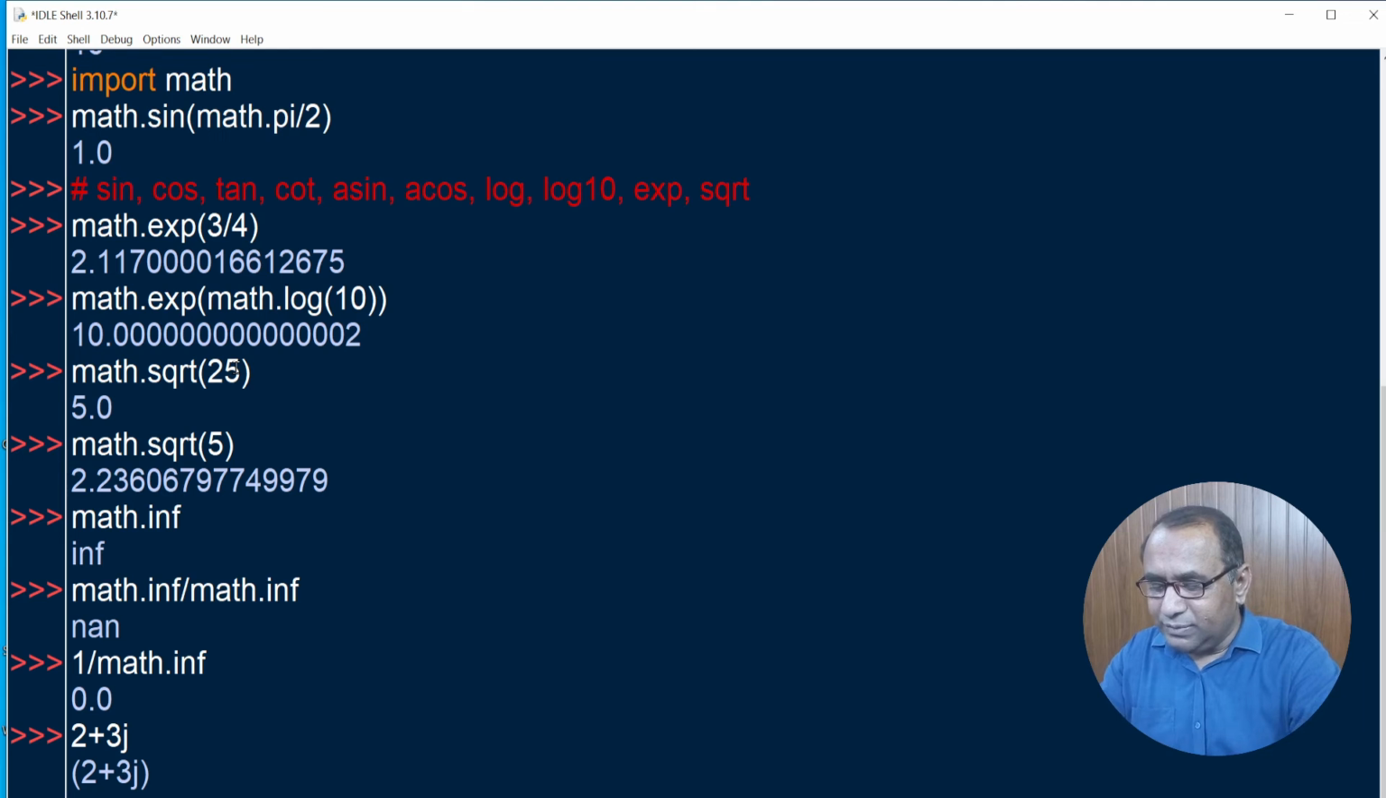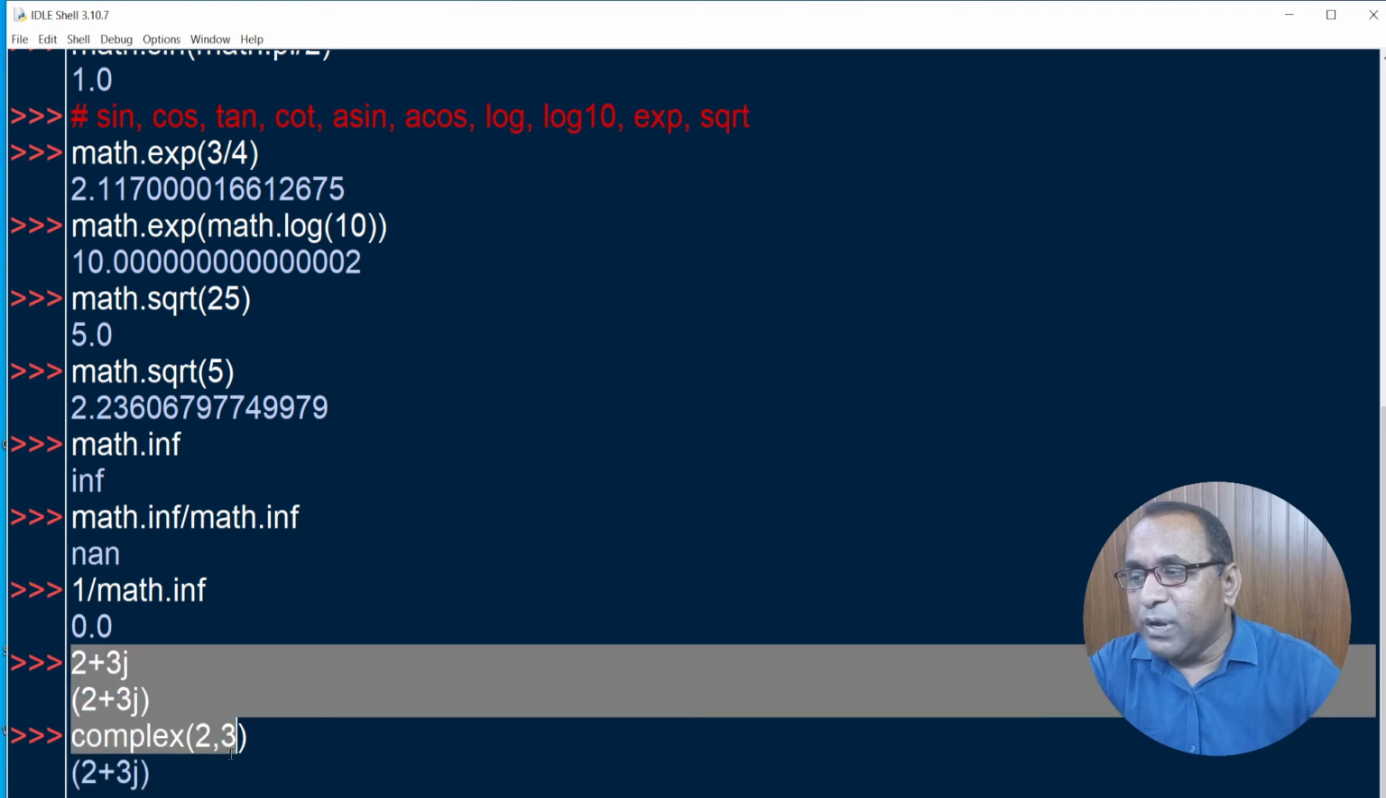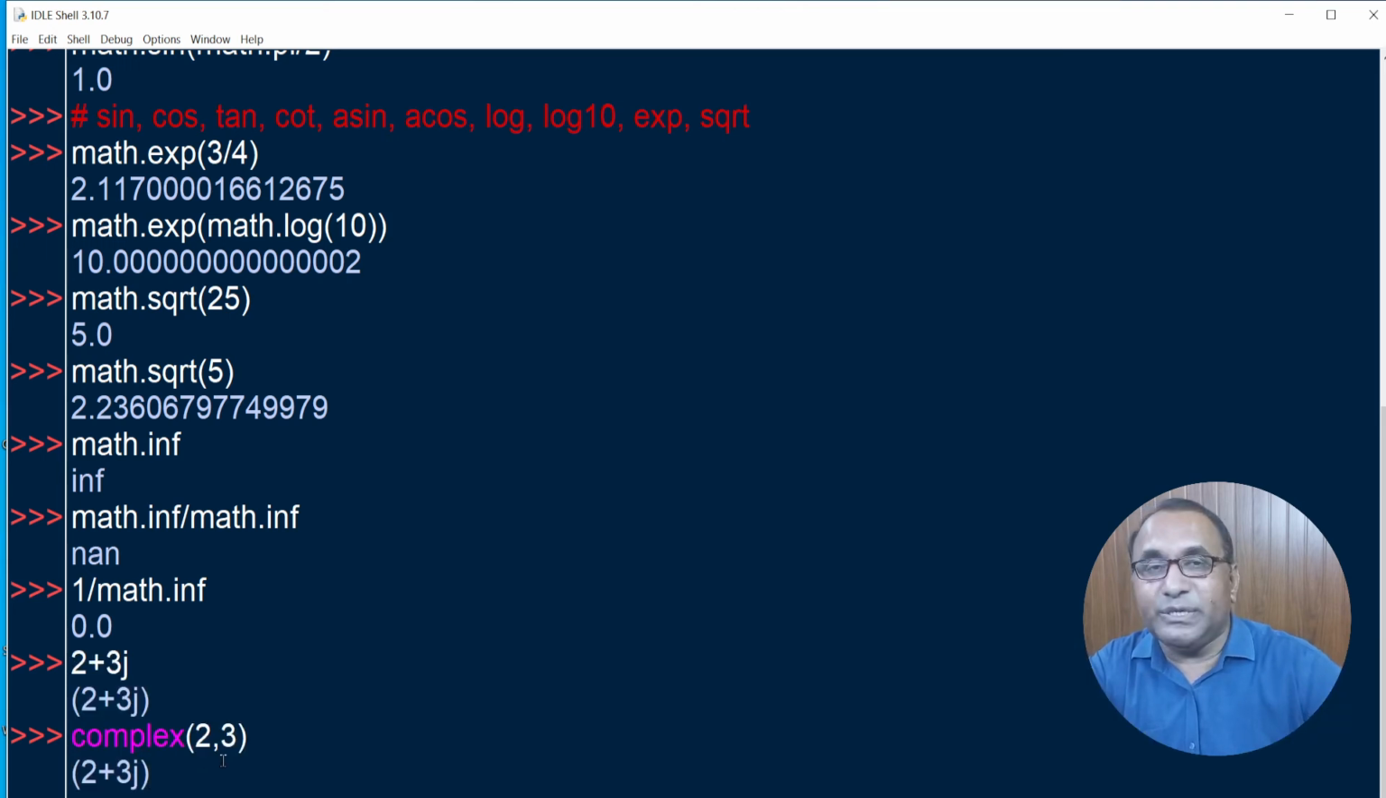Also, there is another way to write a complex number. You can use the statement complex of 2 comma 3. When you use this, it will also return the complex number, and if you compare with the above statement, both have the same value. This is also 2 plus 3j, and this is also 2 plus 3j. So these are two different expressions for the same complex number.